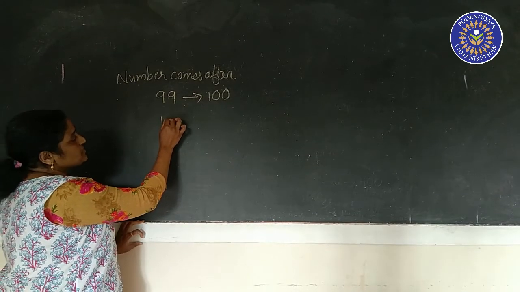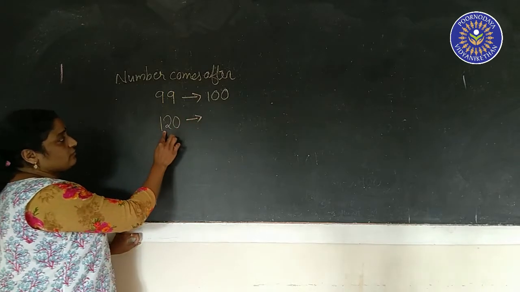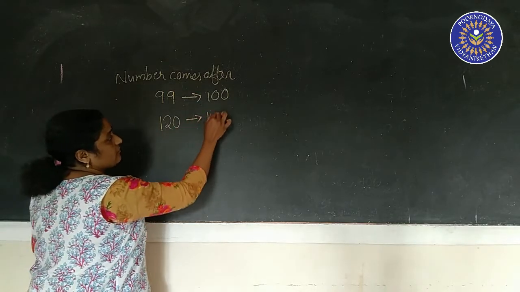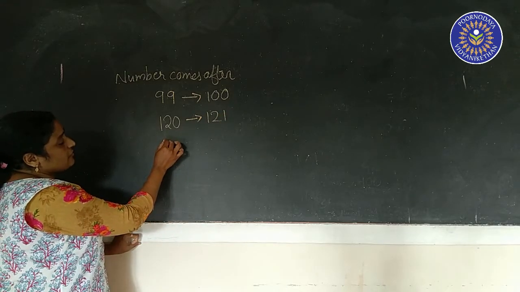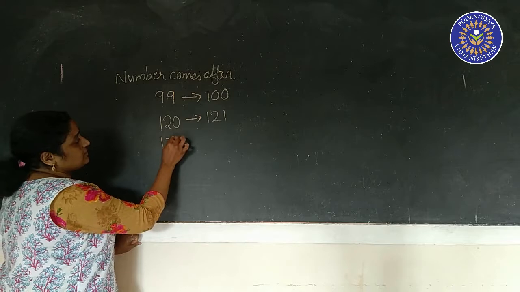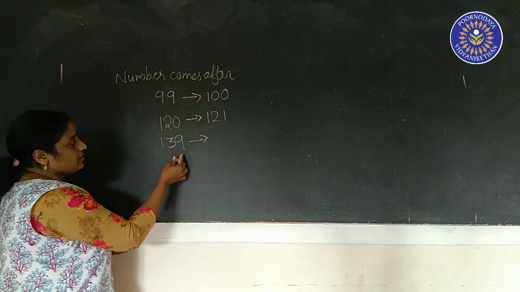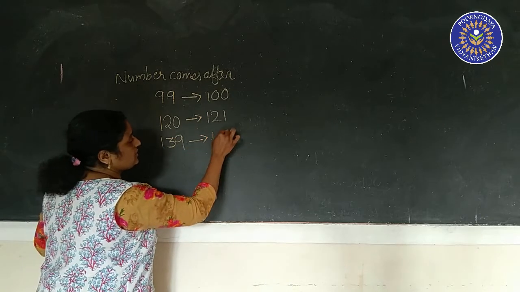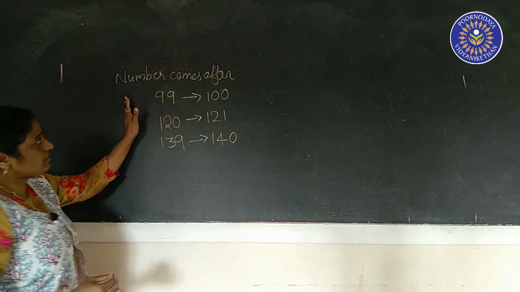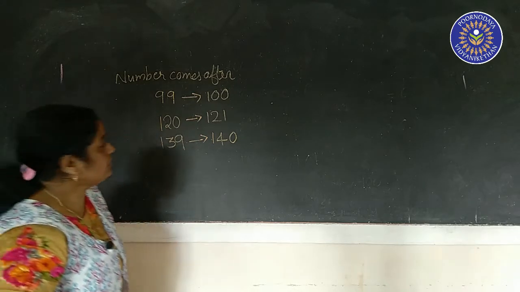Then another example. Which number will come after 120? We have to add 1. 120 plus 1, 121. The number that comes after 139. If we add 1 to this 139, we will get 140. This all you learned in the previous classes. So, this work also you have to do.